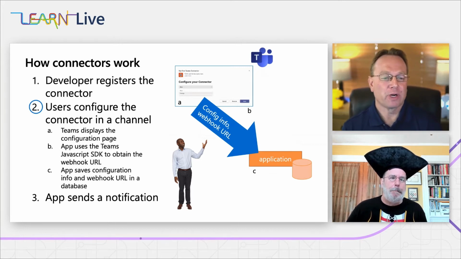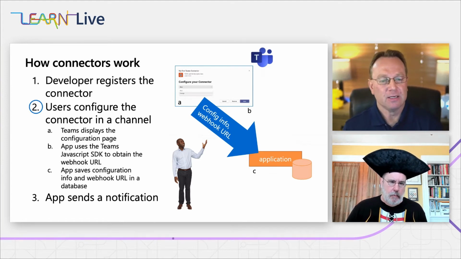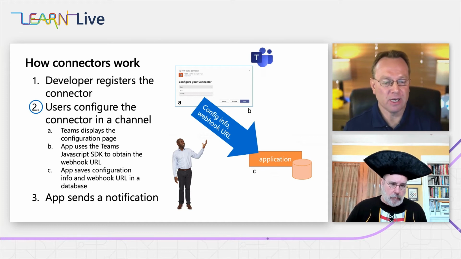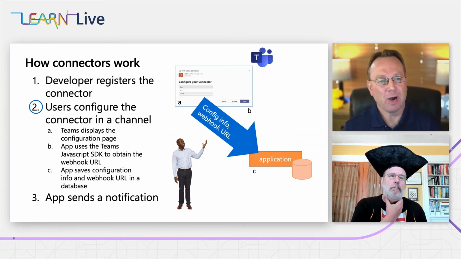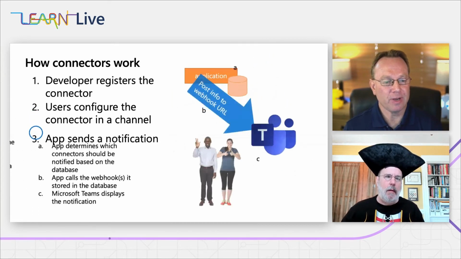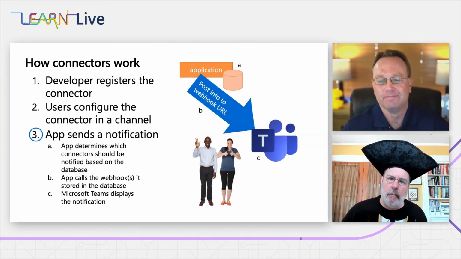Right. Now, we're going to use the Teams JavaScript SDK to obtain a webhook URL, and then use that to save that information. This is something we will have to do, and Bob will talk more about this. Once this has all been hooked up, the app can then send the notification, and we're ready to go. So, Bob, do you want to walk us through how we can actually do all this, the database part and the rest of it? I would love to.